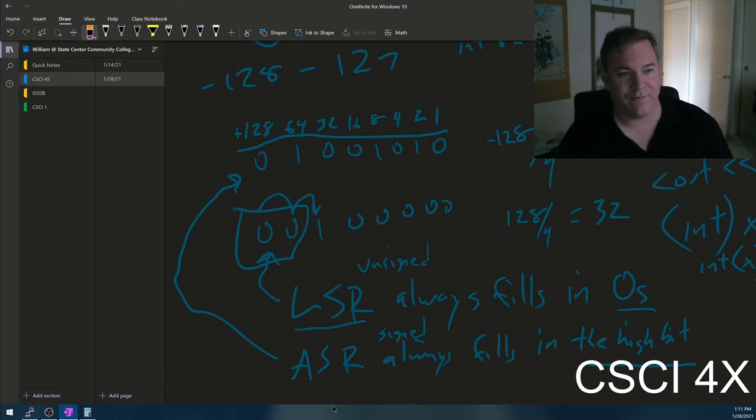So if the number is just 128, 128 divided by 2 is 64. The bit moves to the right, fills a 0 in, everything's golden. Okay.